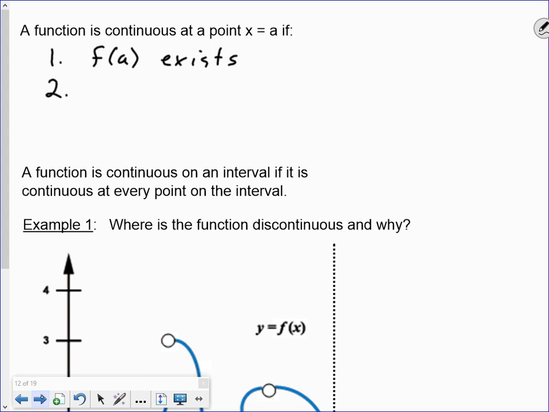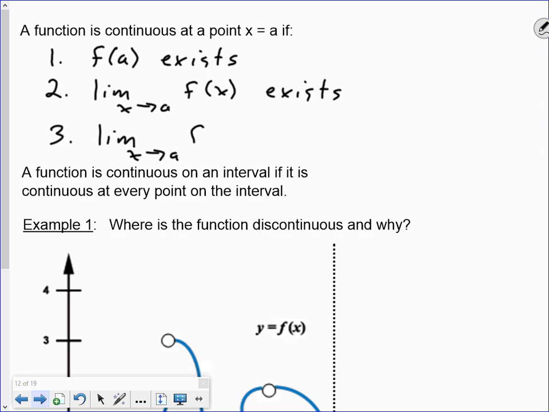The second thing that has to be true: the limit as x tends to a of that function must also exist. And the third thing that has to be true is that the limit as x tends to a of f of x has to be equal to the value of the function at that point. If those three things are true, then the function is continuous at that point x equals a.